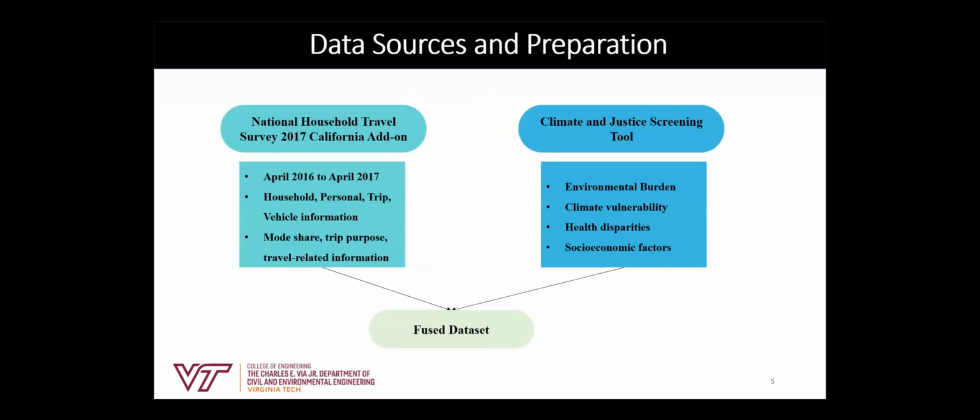Now, for the empirical investigation of our study, we used these two data sources. We used the NHTS 2017 California add-on dataset and also the Climate and Economic Justice Screening Tool. Then we combined these two datasets to create a master file, and we use that master file to do our descriptive analysis and model estimation. The combination of these two datasets helps us to understand not only the influence of household, personal or trip related factors, but also the environmental burden, health disparities, and socioeconomic factors on the departure time choice of an individual for sequential trips.